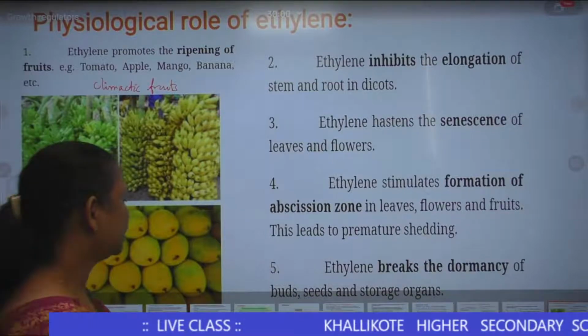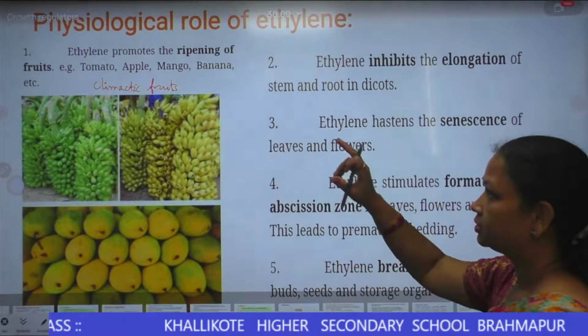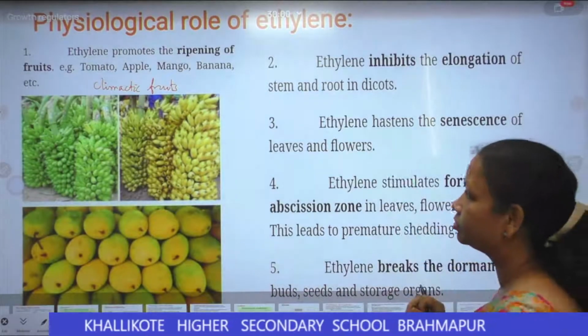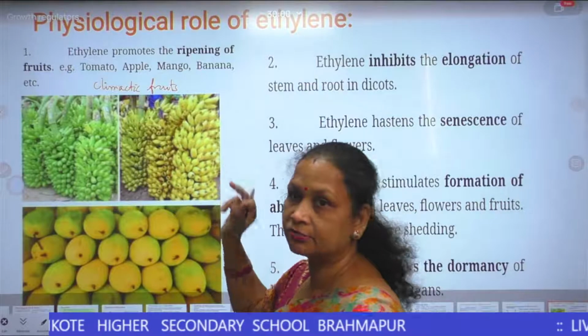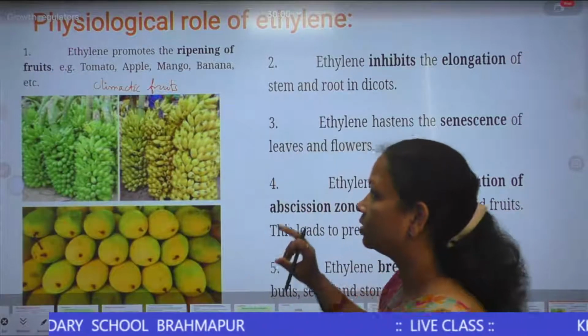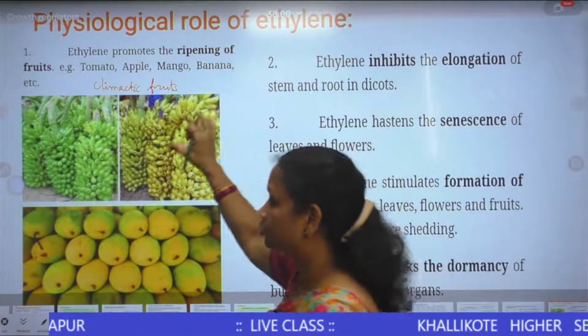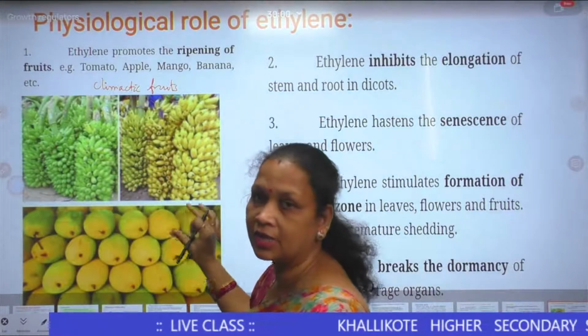So, they are called the climacteric fruits. The climacteric fruits include fruits like bananas, tomatoes, apples and mangoes.